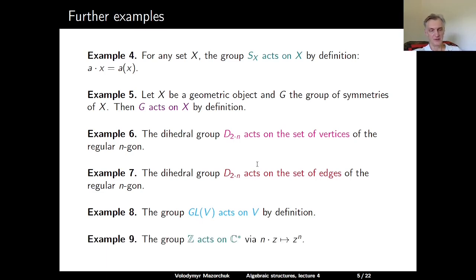Here's a more non-trivial example. The group Z of all integers with respect to addition acts on non-zero complex numbers by taking power. So if we take an integer n and apply it to a non-zero complex number z, we output the nth power of z. This is well defined because z is non-zero, so we can have negative powers, and it is easy to see that this is an action.